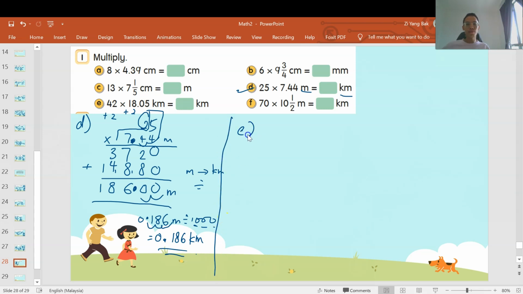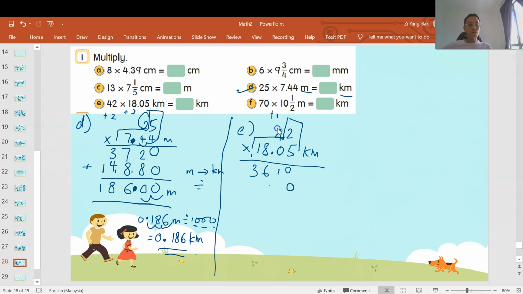Question E. 42 times 18.05 km. So first row you use 2 to multiply. 2, 5, 10. Now straight away write 10 because the next one is 0. If you don't want, you write 2, 5, 10, 1 on top, 2 times 0, 0 plus 1 also 1. So when you see the next number is 0, you can straight away bring down the number. 2, 8, 16, 2, 1, 2 plus 1, 3.